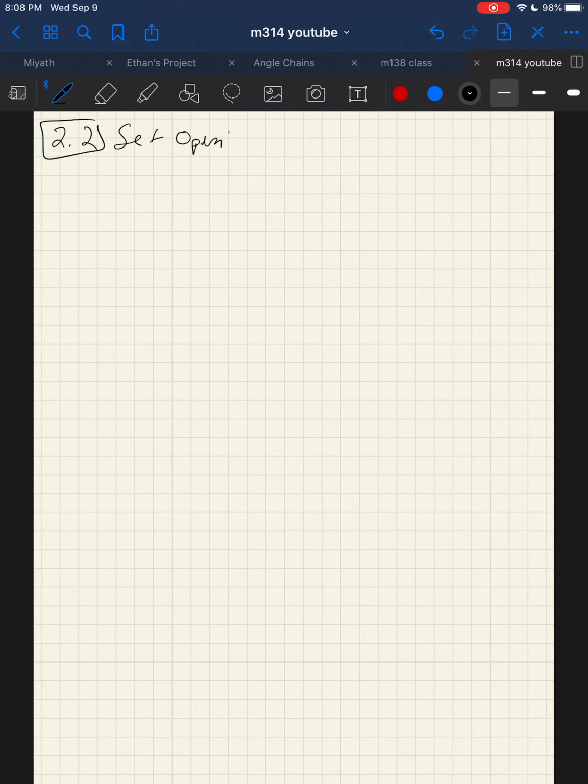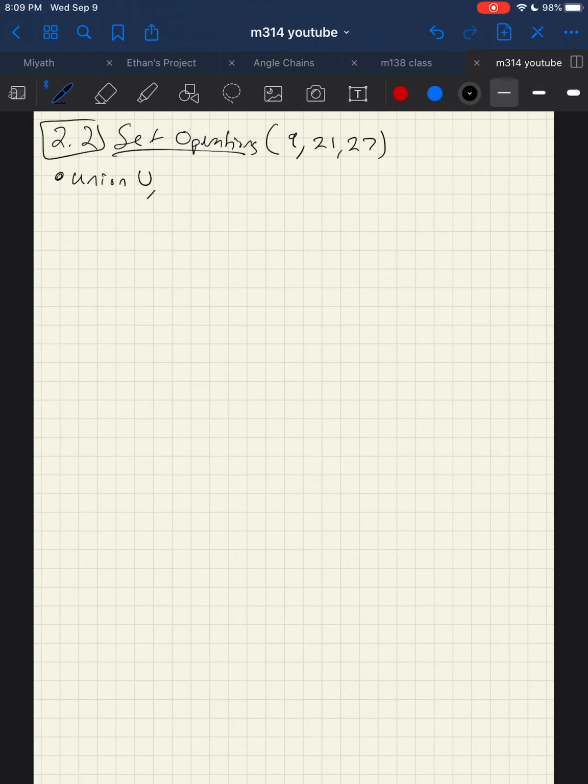So now I want to talk about set operations. And this is where we can start to really mess with the sets that we've been developing. So 9, 21, and 27 are your suggested exercises.